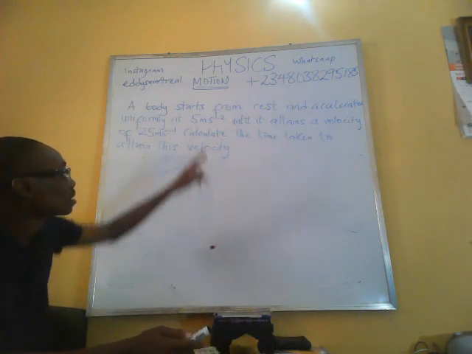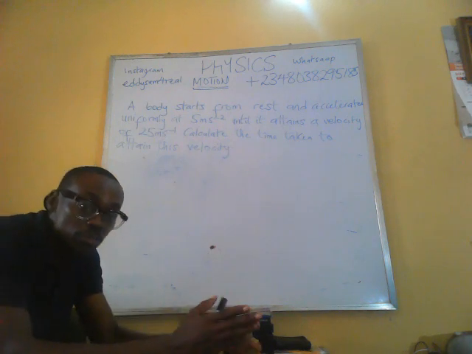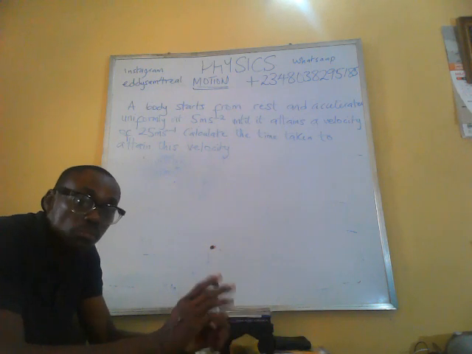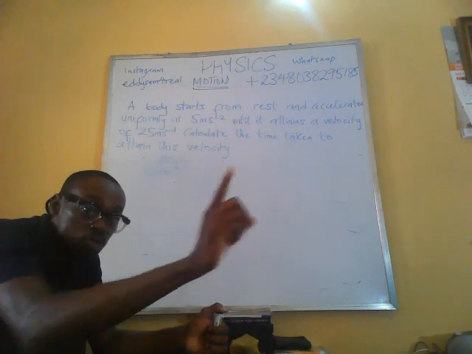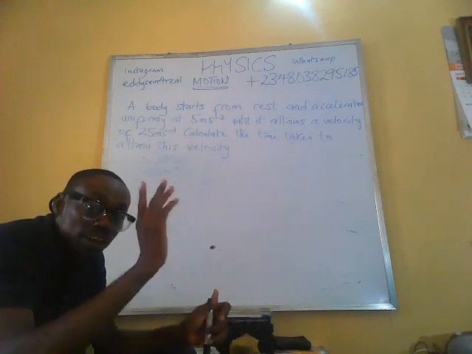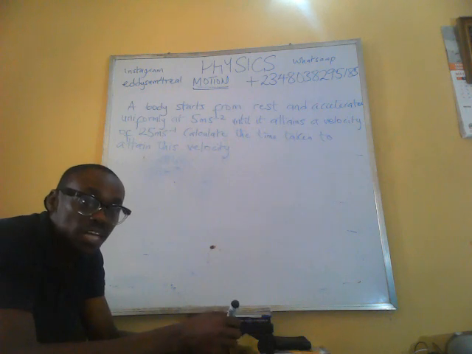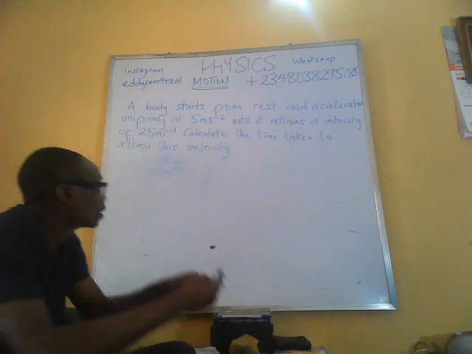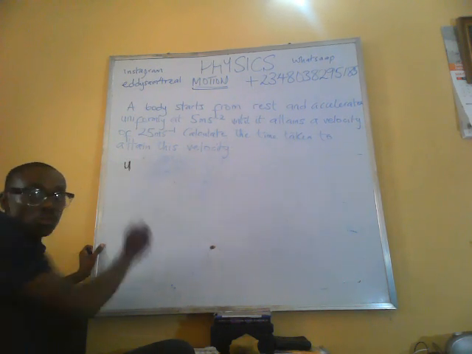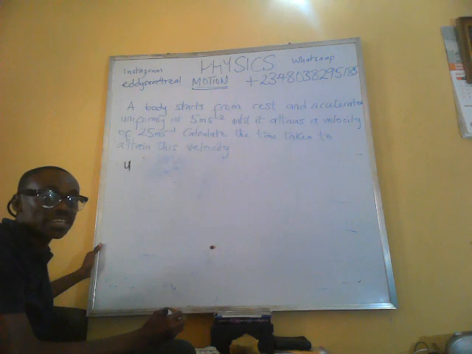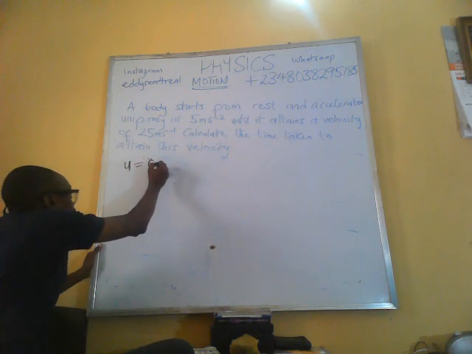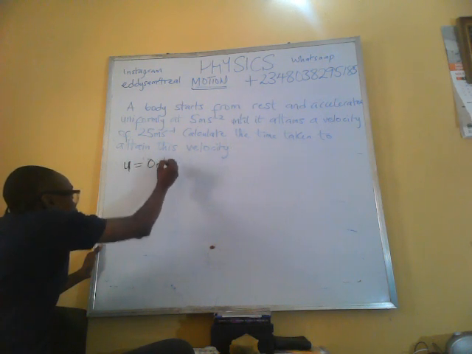So the initial velocity, because it wasn't moving, that's its initial velocity. Since the body is at rest, it is 0 meters per second. So always when you see that word rest, pay close attention to it. Initial velocity, we will always use the symbol U for initial velocity. The initial velocity is 0 meters per second.